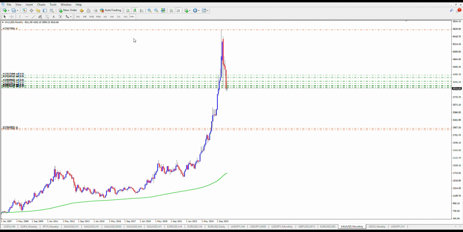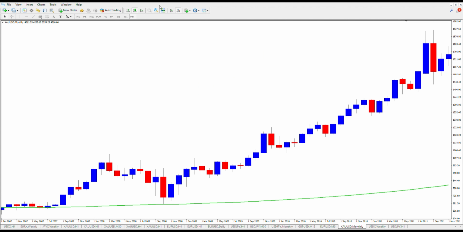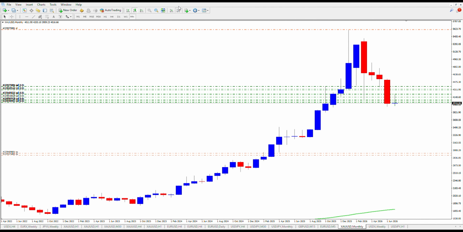This is gold, the past month and the current month. I'm not good at this, but let me try to be. I've only traded gold from the previous month. Let's start our analysis.